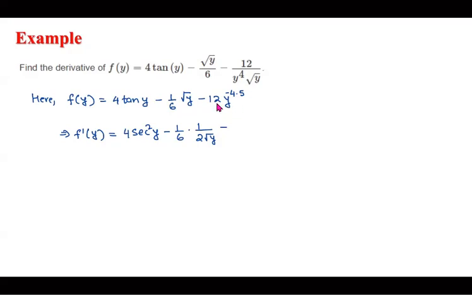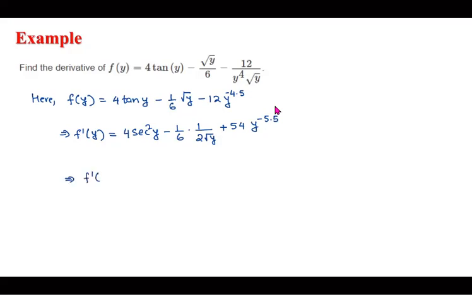12 is a constant, it will stay there. And then what we do is we bring this power in front and multiply. So negative 4.5 multiplied to negative 12. Negative times negative would be positive. And then 4.5 multiplied to 12 is 54. And y raised to, we reduce the power by 1. So if you reduce the power by 1, negative 4.5 minus 1 is negative 5.5. Now let's simplify to get the final answer.